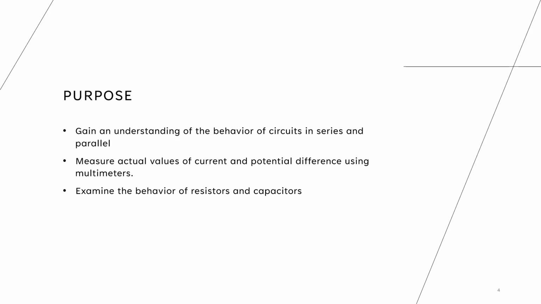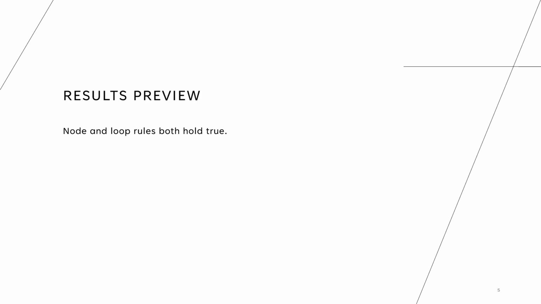Introduction. Purpose. The purpose of this lab is to gain an understanding of the behavior of circuits in series and in parallel, to measure actual values of current and potential difference using multimeters, being voltmeters and ammeters in our case, and examine the behavior of resistors and capacitors. Results preview. The node and loop rules both hold true in this lab.